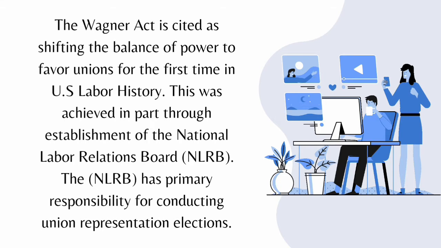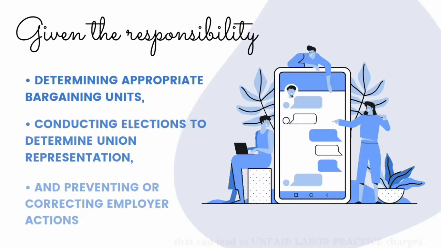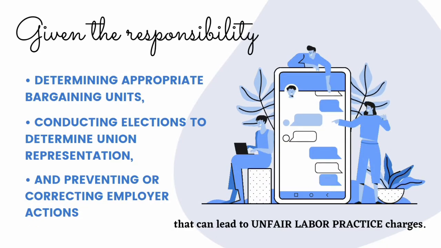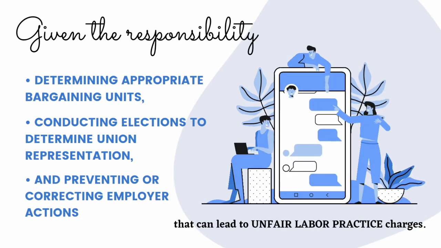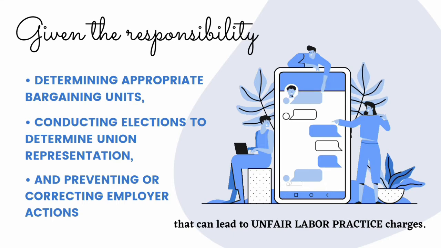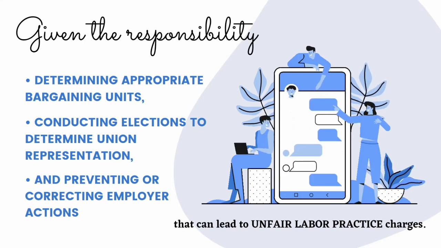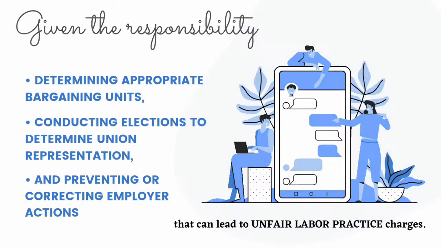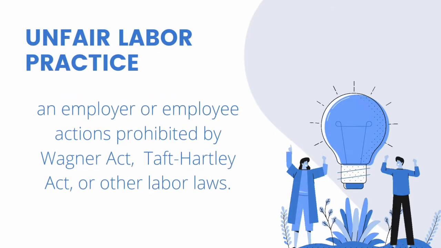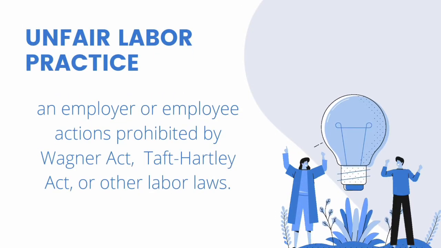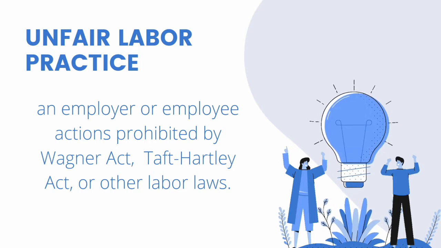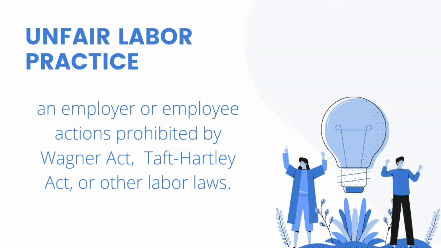The NLRB has primary responsibility for conducting union representation elections. It was given the responsibility for determining appropriate bargaining units, conducting elections to determine union representation, and preventing or correcting employer actions that can lead to unfair labor practice charges. Unfair labor practice is an employer or employee action prohibited by the Wagner Act, Taft-Hartley Act, or other labor laws.